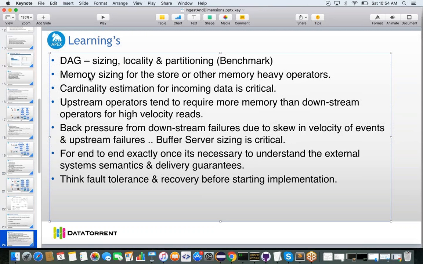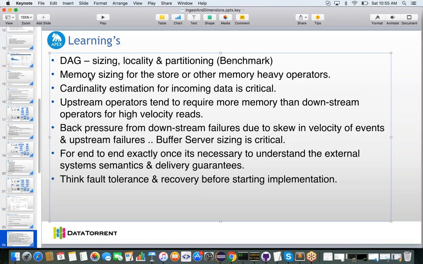Now, Apex handles back pressure in a unique way. It has a notion of a buffer server, which you can think of as an in-memory publisher subscriber Kafka. So basically, the upstream operator would publish some data to a particular topic into this in-memory buffer server, and then the downstream operator would subscribe to that topic and read data from that topic. This is used for fault tolerance semantics and data replay.